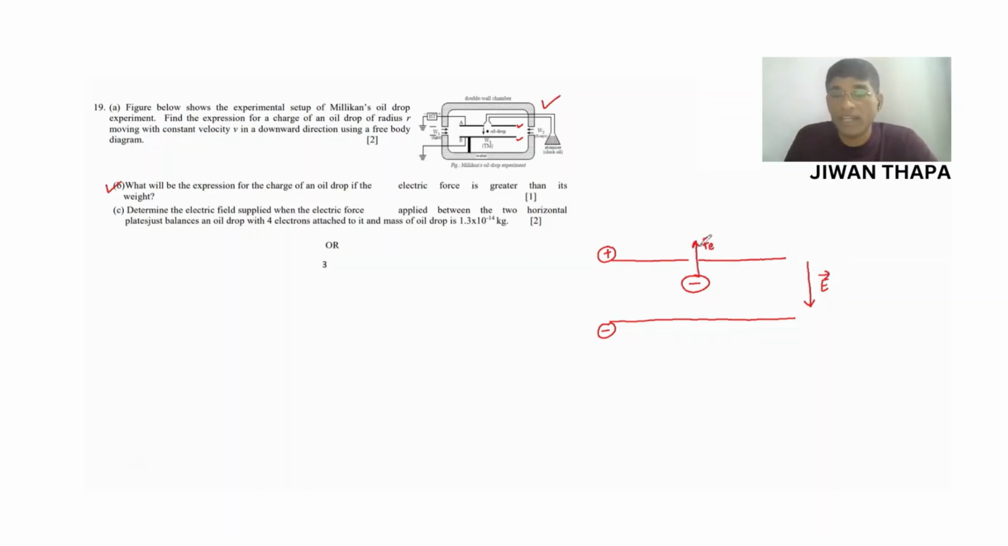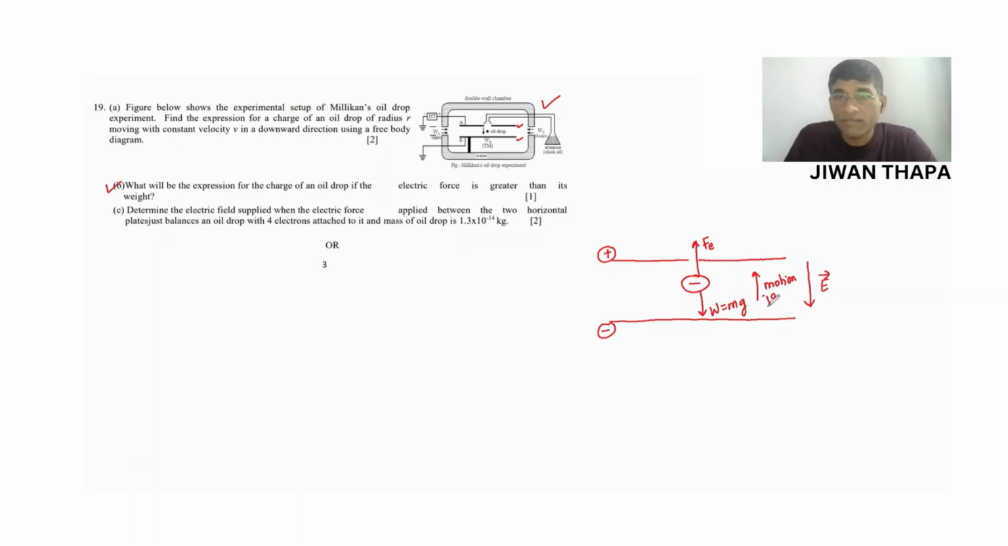So I'm writing the electric force in magnitude. Now the weight of the oil drop, W equals mg, acts vertically downward. Since the oil drop is negatively charged and the upper plate is positive, the motion of the oil drop is vertically up. So let it move with velocity v in the upward direction.